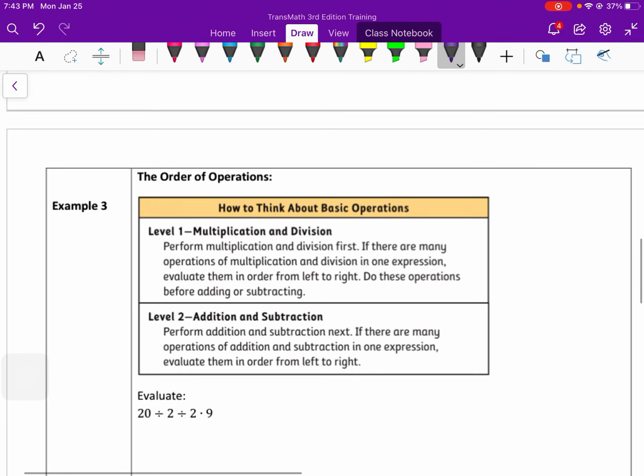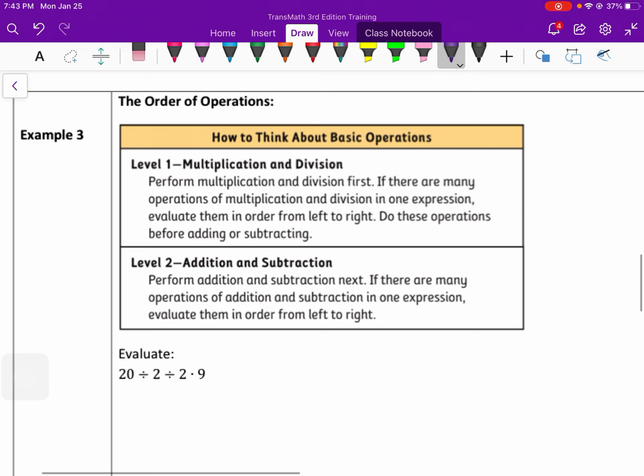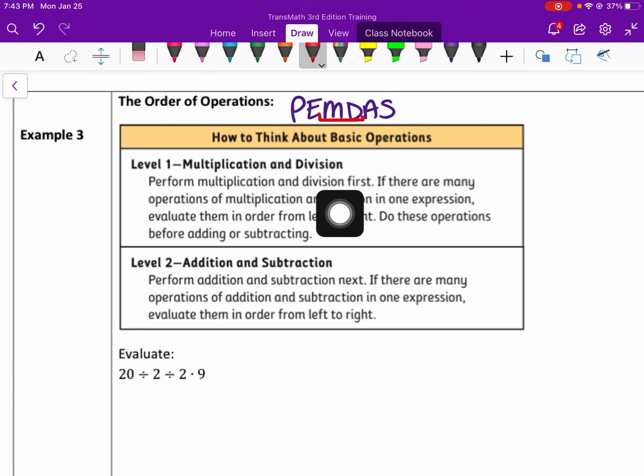That brings us to level 1 and level 2. In PEMDAS, we have the parentheses, exponents, and then we have multiply, divide. Multiply and divide come together. Multiplication and division are all one level. You perform multiplication and division first, before any addition or subtraction.